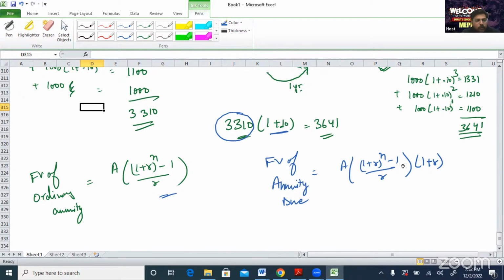So in this manner, what we have is this 3641. So I have the future value of ordinary annuity and I have the future value of annuity due. So in this manner, we can calculate the future value of both types of annuities. I hope this is fine.